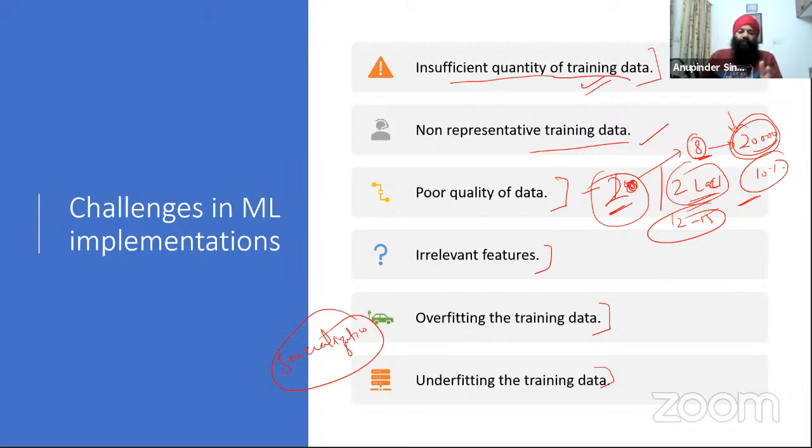So these are some of the major challenges which you will find in the implementation of ML, but it is not that you will not be able to overcome them. You can overcome them, but you have to spend a lot of time.